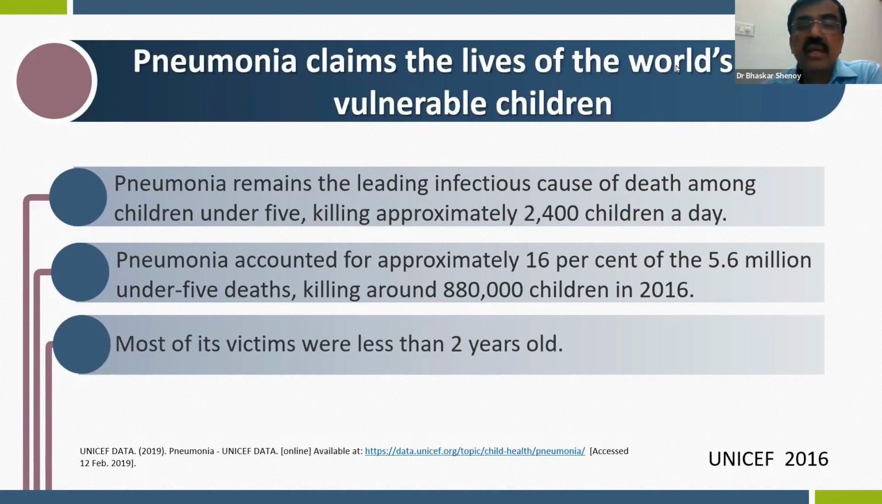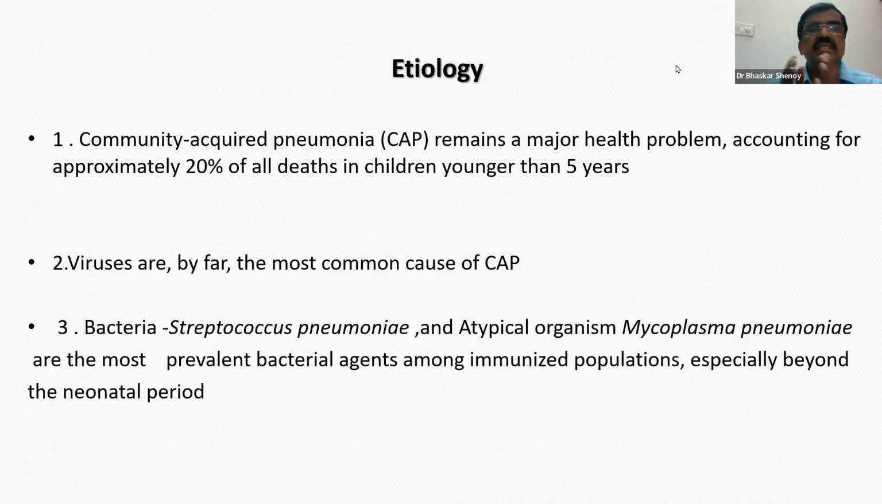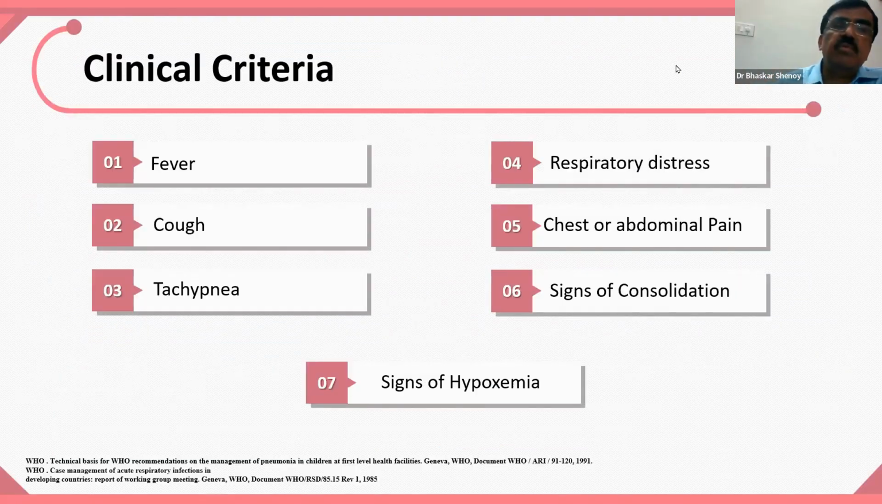And etiology, as Dr. Jog has told, is mainly viruses and then bacteria. Out of the bacteria, Streptococcus pneumoniae is the number one culprit, followed by Staphylococcus and others. Of course, atypical organisms like Mycoplasma pneumoniae also are there.